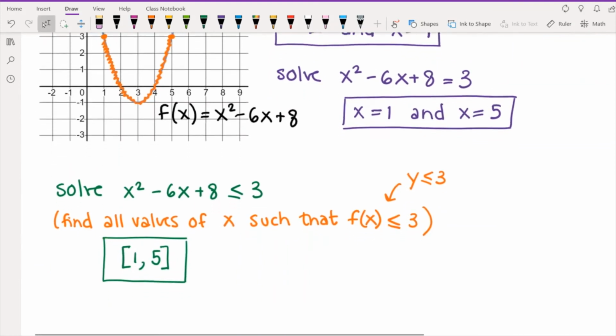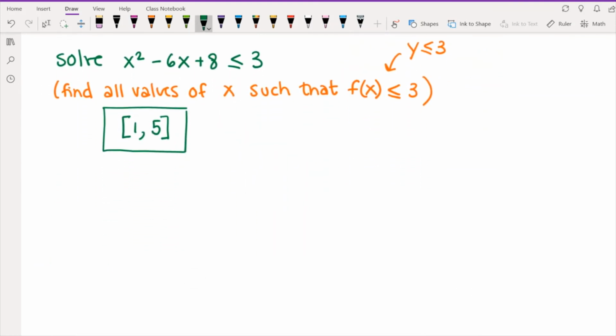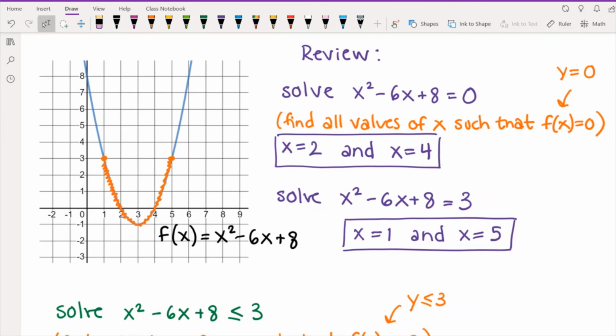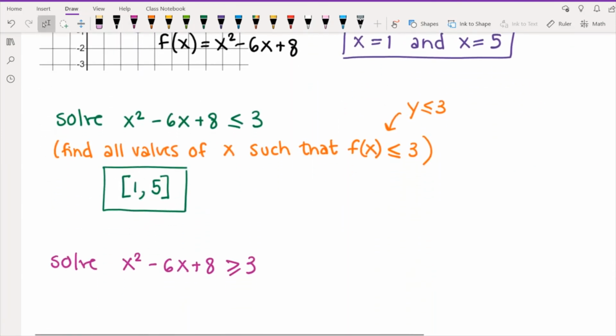Okay, let's do a similar example, just swap something. So instead here, and maybe let me use a different color so it's easy to look between them. So now let's solve x squared minus 6x plus 8 is greater than or equal to 3. So we're basically doing the opposite thing now. So now we're going to this graph. Here again is where it equals 3. Now we're looking for where the y values are above 3.